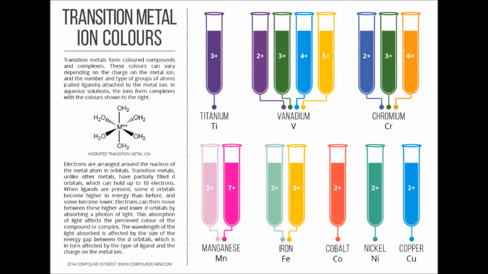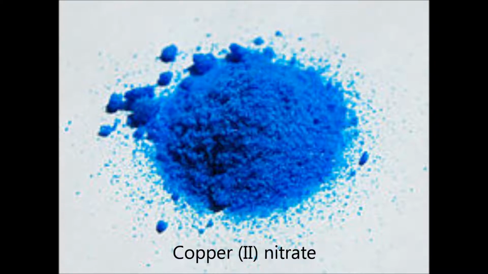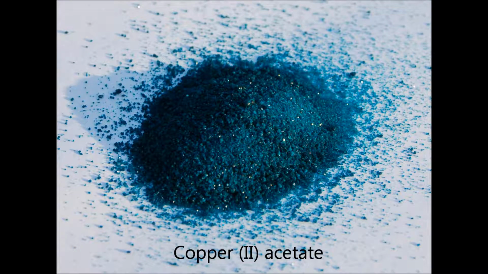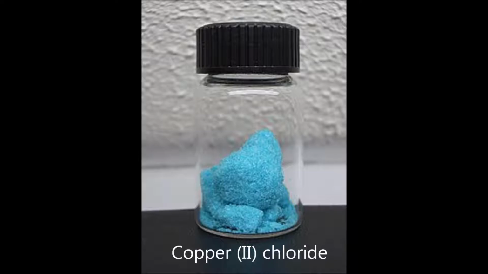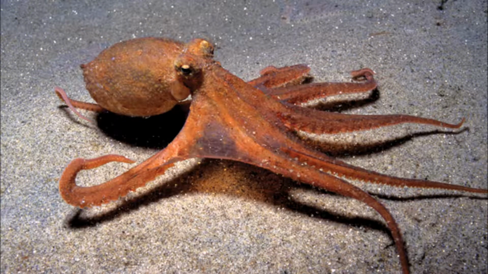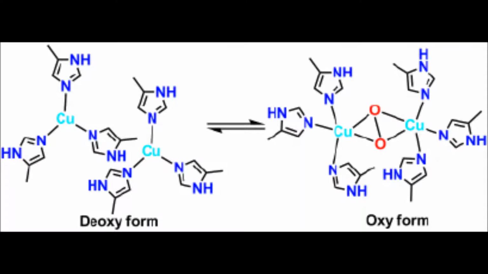So compounds containing the same transitional metals in certain oxidation states usually have the same or similar colours. For example, copper compounds where copper has a +2 oxidation state are normally blue. So octopus blood is blue when oxygenated because the copper atoms in oxyhemocyanin, so oxygenated hemocyanin, have a +2 oxidation state.